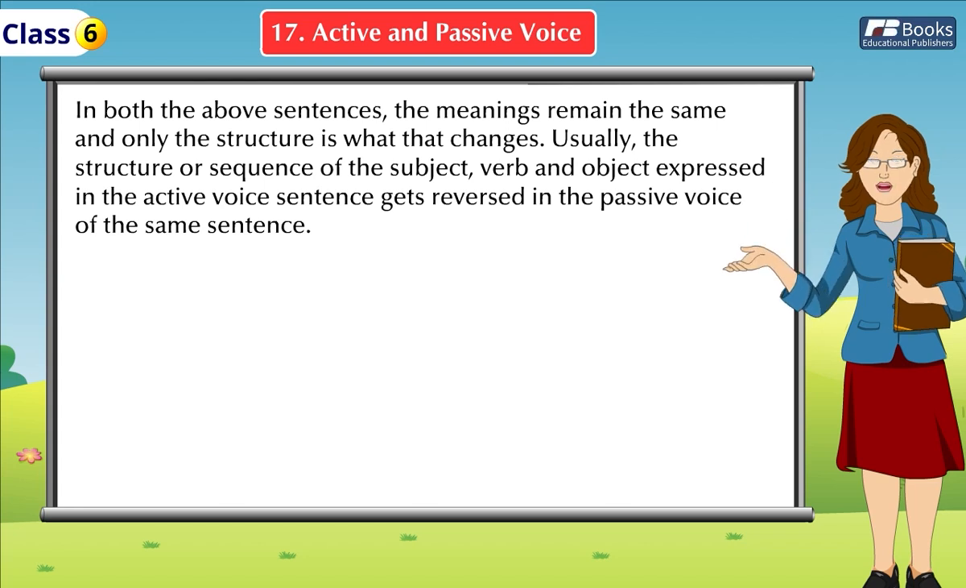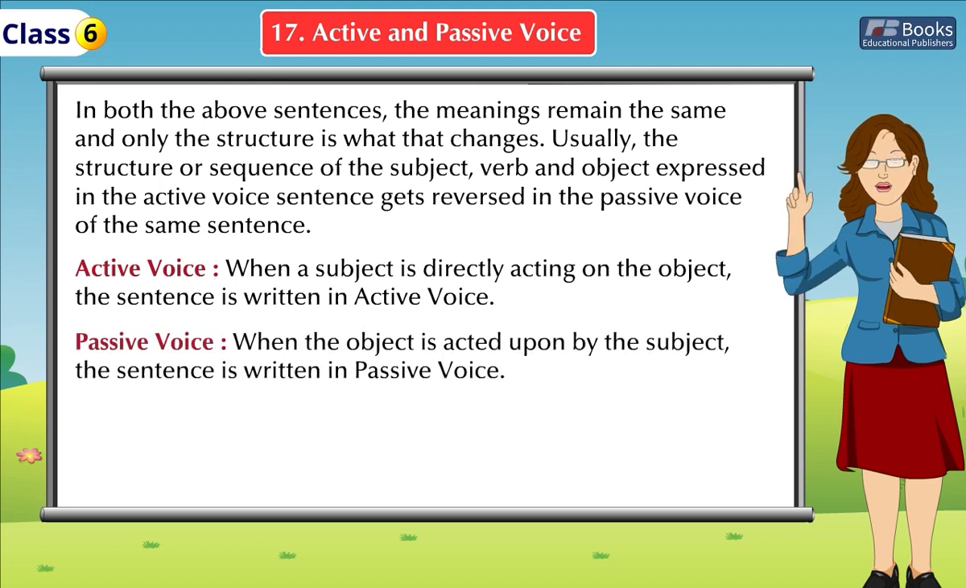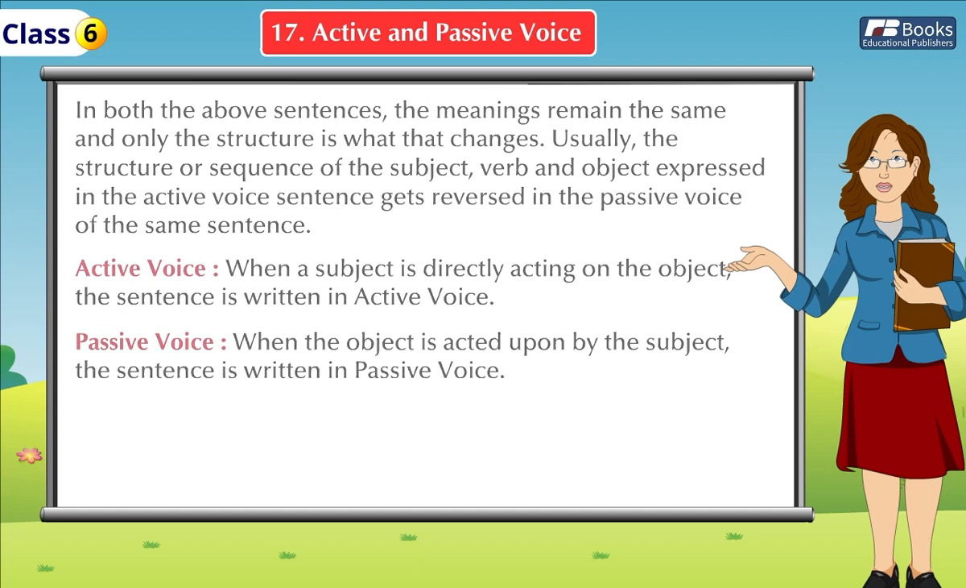Usually, the structure or sequence of the subject, verb, and object expressed in the active voice sentence gets reversed in the passive voice of the same sentence. Active voice: when a subject is directly acting on the object, the sentence is written in active voice. Passive voice: when the object is acted upon by the subject, the sentence is written in passive voice.